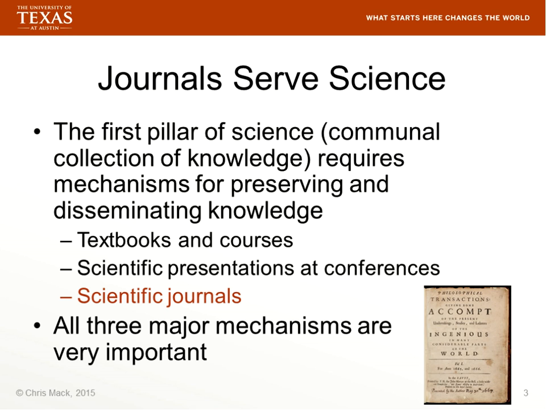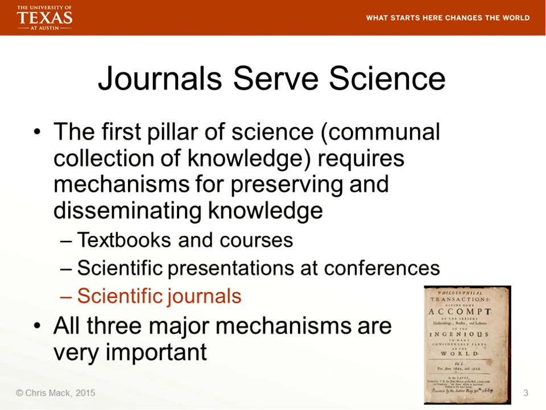For those of you in our audience who are students, you probably are very well aware of one of the most important ways in which we preserve and disseminate knowledge, and that's through education. Universities, textbooks, classes, professors taking their knowledge and spreading it to the next generation of scientists. There's also scientific presentations at conferences. There's communities of scientists that get together and discuss. But by far the premier way in which new scientific results are propagated throughout the scientific community is the peer-reviewed scientific journal. All of these mechanisms are important, but the scientific journal has a special role to play.